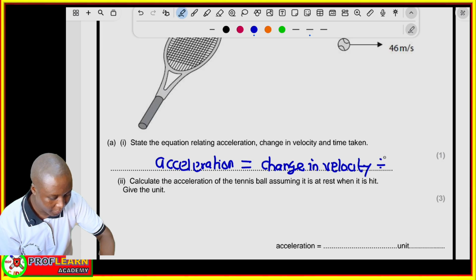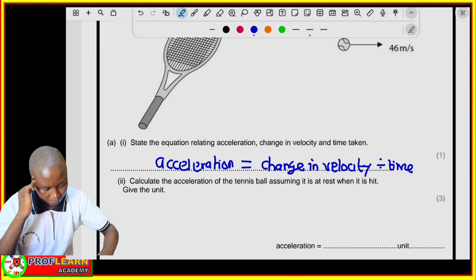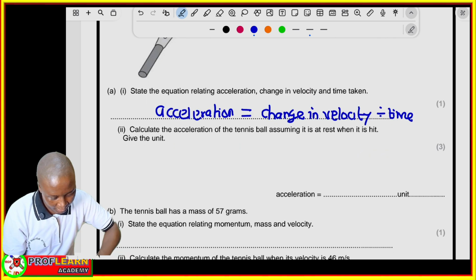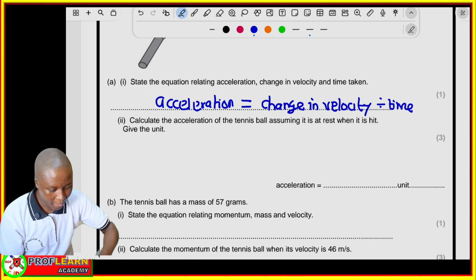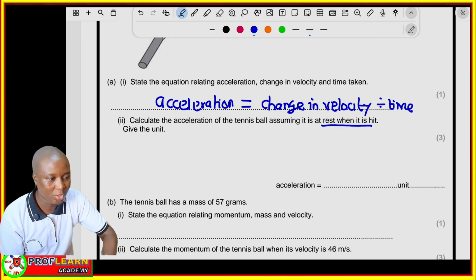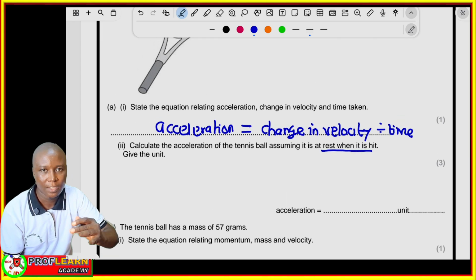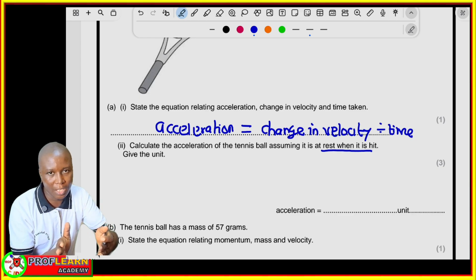Calculate the momentum of the tennis ball when the velocity is 46, so which means that using the formula momentum equals mass times velocity, we're told the tennis ball's mass was 57 grams. So this 57 grams you have to divide by 1,000 so that you can convert it to kilograms, and then proceed from there.